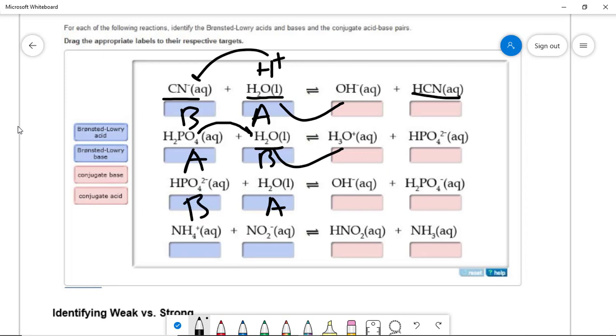And then here, I take a look, NH4 plus and NO2 minus. Well, it becomes NH3, so this must be my acid because it donated the hydrogen to my NO2 minus to create HNO2. So therefore NO2 minus is my base because it accepted the hydrogen. Okay, pretty easy to do there.